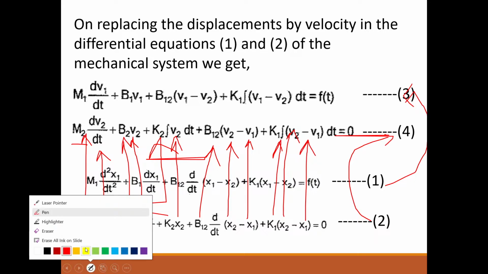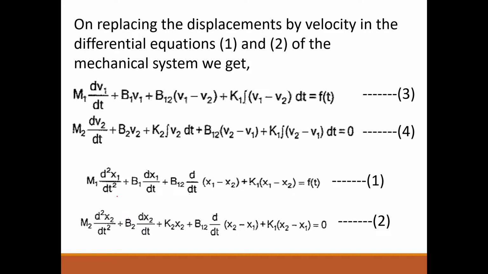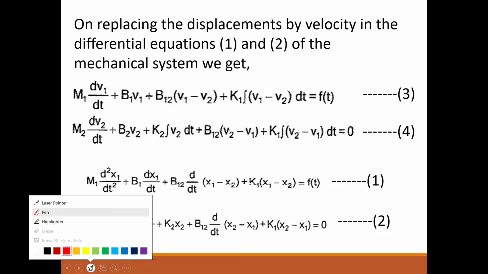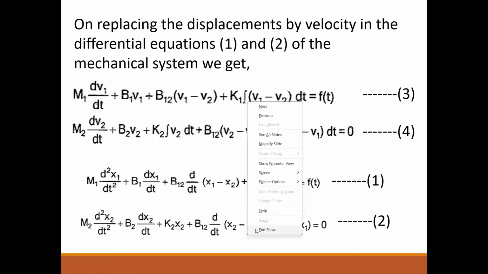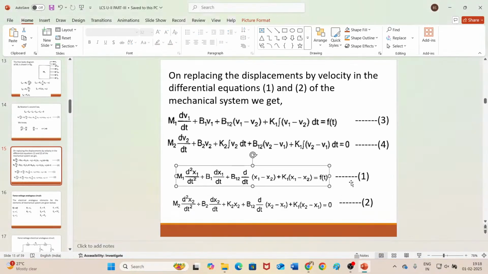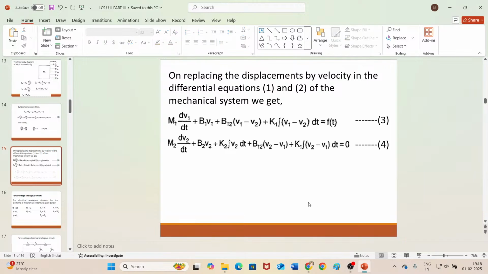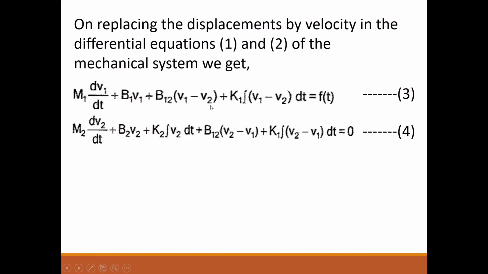So I hope I am able to reach you people. Simply d square x by dt, dx by dt and x must be replaced by their respective velocities. The relation between velocity and displacement I have already shown you in the previous slide. I will just remove this because someone who is not listening seriously may get confused. So this is what you will get when you replace displacement with velocity, these two equations.